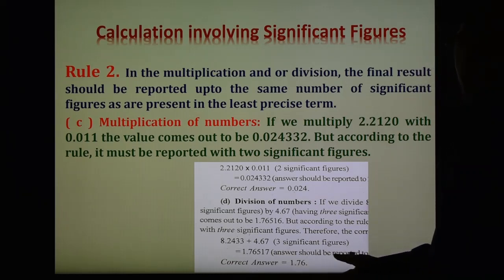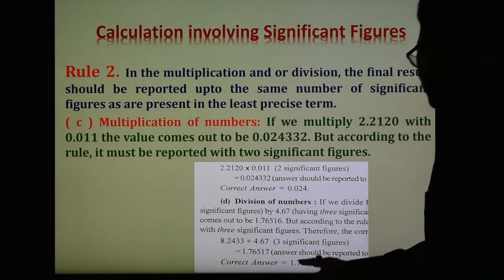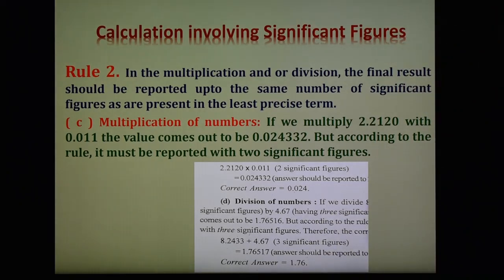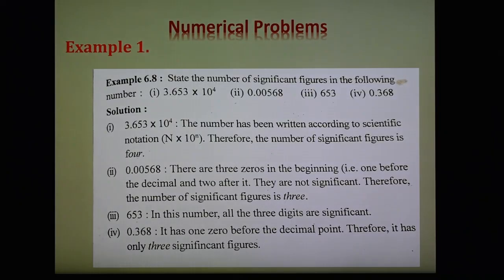The answer 1.76516 should be reported up to 3 significant figures. So the correct answer is 1.76. In this way, in case of multiplication and division, we have to report the result in as many significant figures as are present at minimum in the numbers. So based on all these rules of addition, subtraction, multiplication and division, here we are going to see some numerical problems.